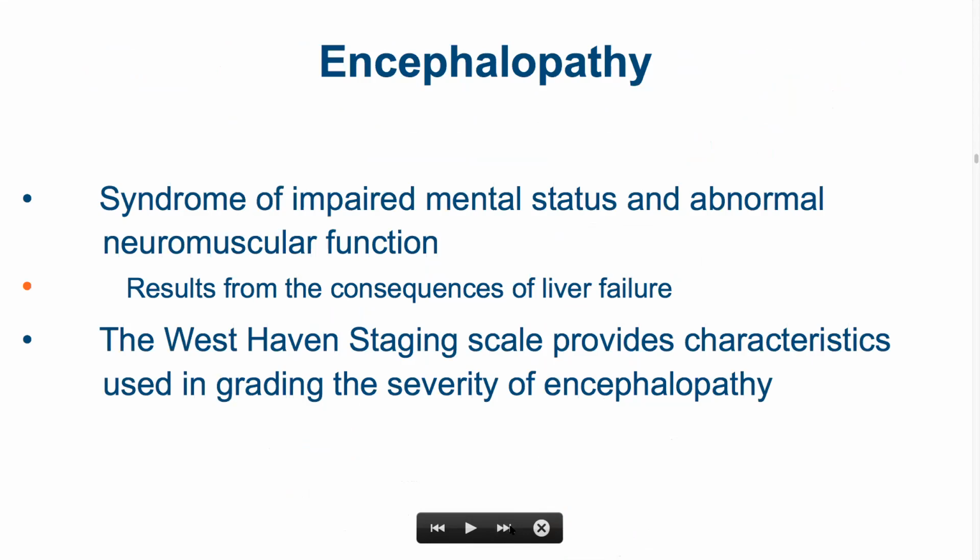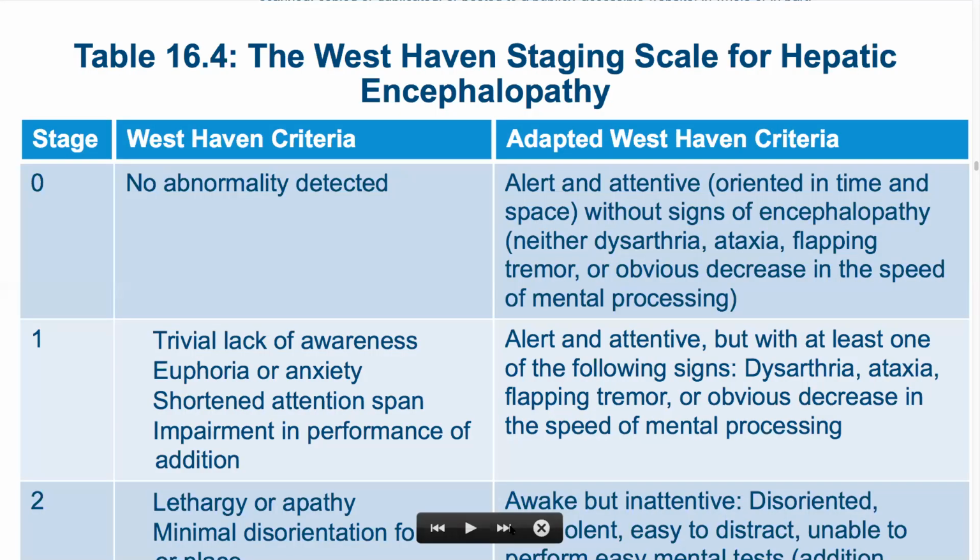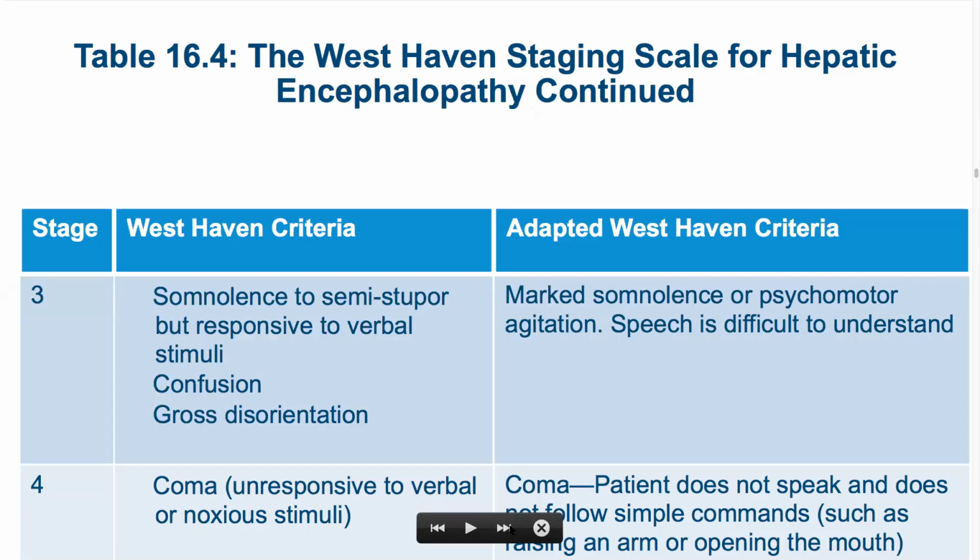Hepatic encephalopathy is a syndrome of impaired mental status and abnormal neuromuscular function that results from the consequences of liver failure. Table 16.4 is the West Haven staging scale for hepatic encephalopathy. This chart goes from stage 0 to 2. The next one goes over stages 3 and 4.